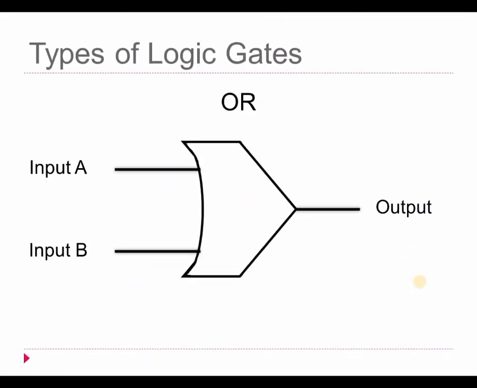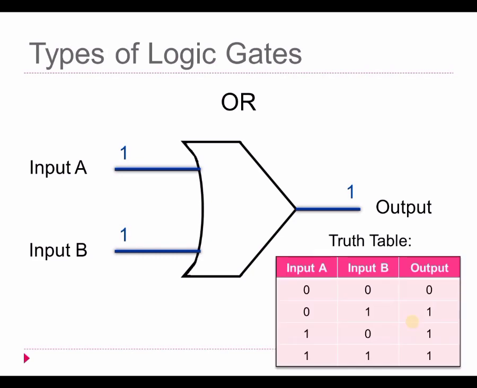In the case of an OR gate, if both inputs are 0, the output is 0. But if one or the other input is 1, we get a 1 out. Lastly, if both inputs are 1, we get a 1 out also. And here's the truth table which describes the behavior of an OR gate. You can see that only when A and B are both 0, we get a 0 out. All other combinations of inputs give us a 1 out.